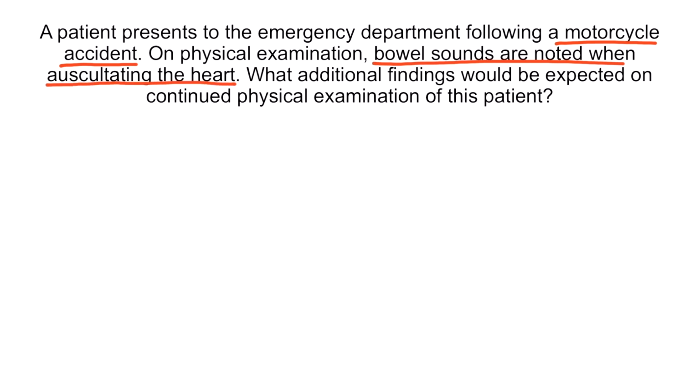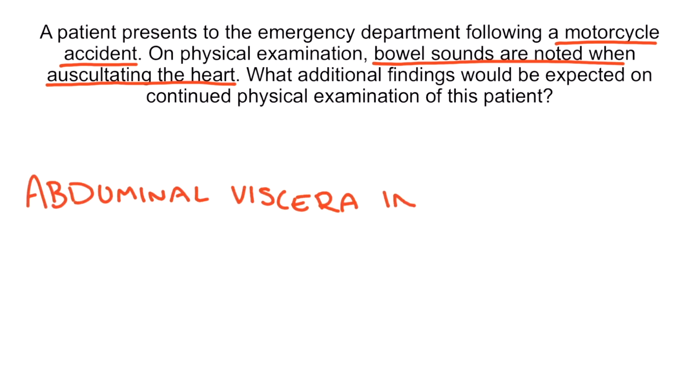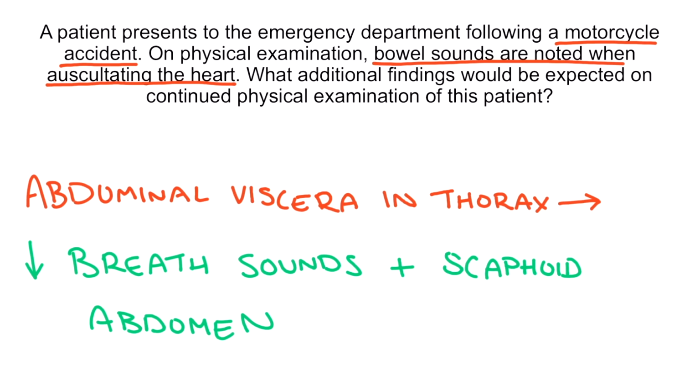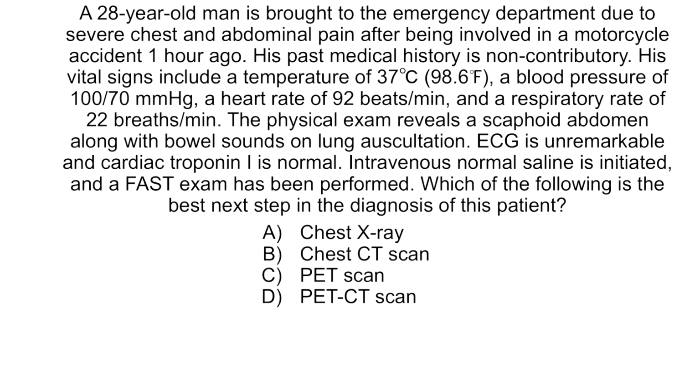Because the diaphragm is ruptured and no longer acting as a barrier, the abdominal viscera are displaced superiorly into the thoracic cavity. This leads to findings of decreased breath sounds since the lungs have less room in the thorax, and a scaphoid abdomen because some of the abdominal organs are now residing in the thorax, leaving residual space in the abdomen. Let's try a question.